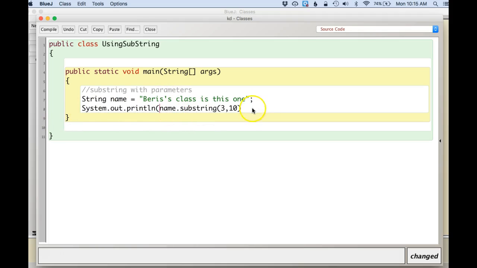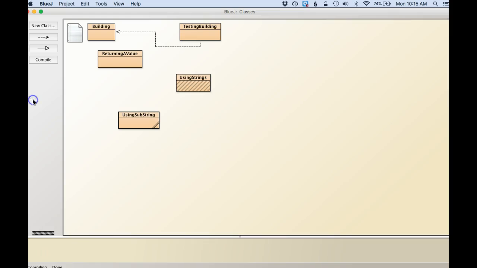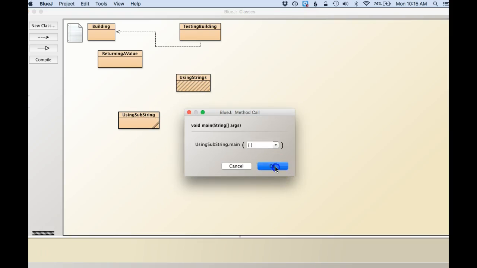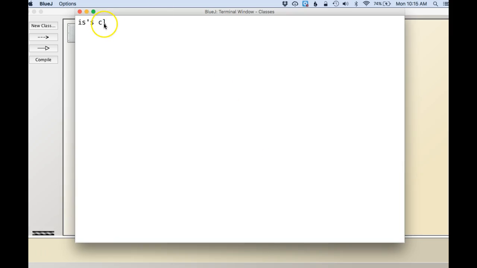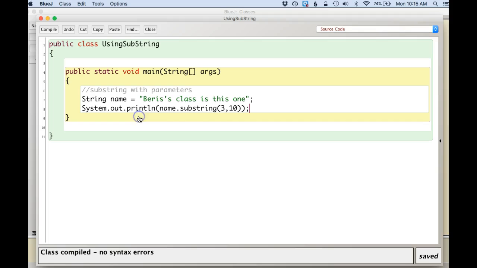That's good. Okay, so let's see how that works. See, I went to the L, starts at the I, and that's exciting. So that's the idea of substring.